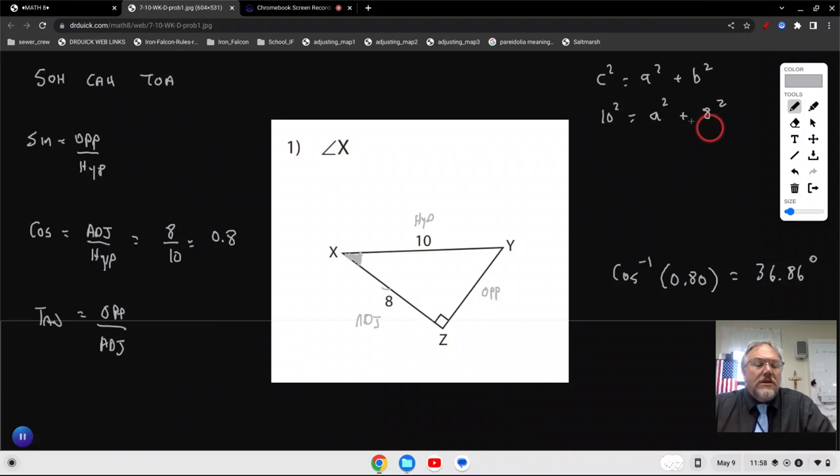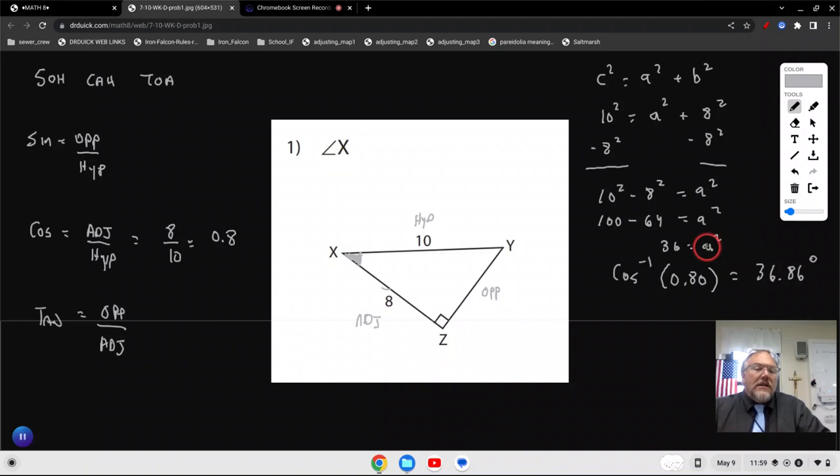Now, we've been doing math like this. You can move something to the other side by just subtracting it. So I have to subtract 8 squared from this side. All right, let's bring this down. So now I have 10 squared minus 8 squared equals A squared. This would be 100 minus 64 equals A squared. And guess what? 36 equals A squared. If I take the square root of 36, I'll find out what A is. You could do this in your head, but on a calculator, it's just 6. I'm going to circle that.